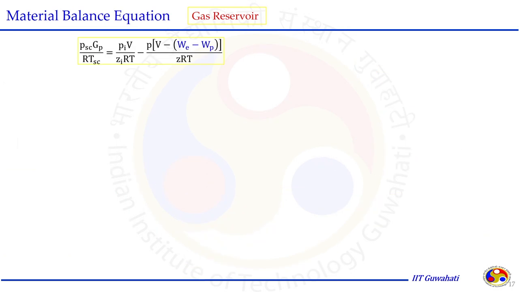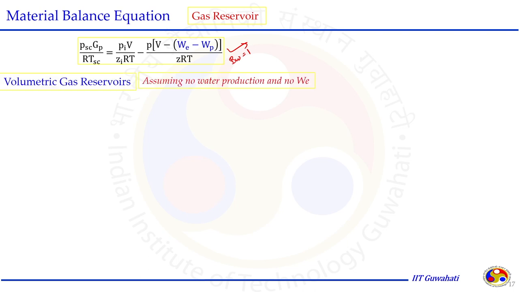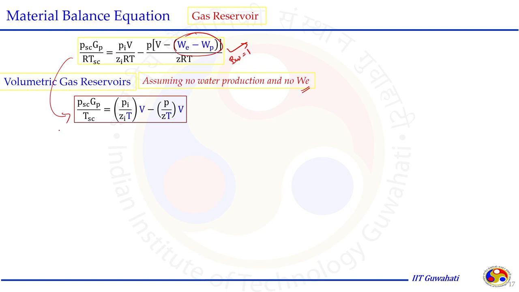So the material balance equation for the gas reservoir that is shown in the previous case is simple because we consider the BW equal to 1. Now, if we are having the volumetric gas reservoir, assuming no water producing and no water getting into the reservoir, means there is no water influx, the equation will simplify, just dropping this term. The equation will simplify to this form, where we are having this volume V and the T. So this volume is actually the original volume in the tank.